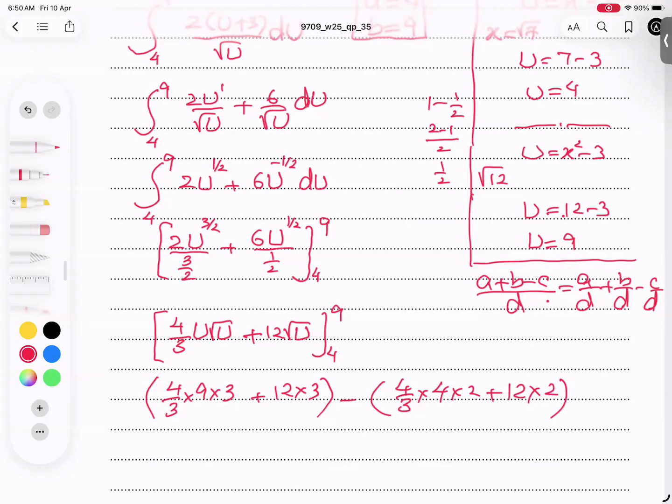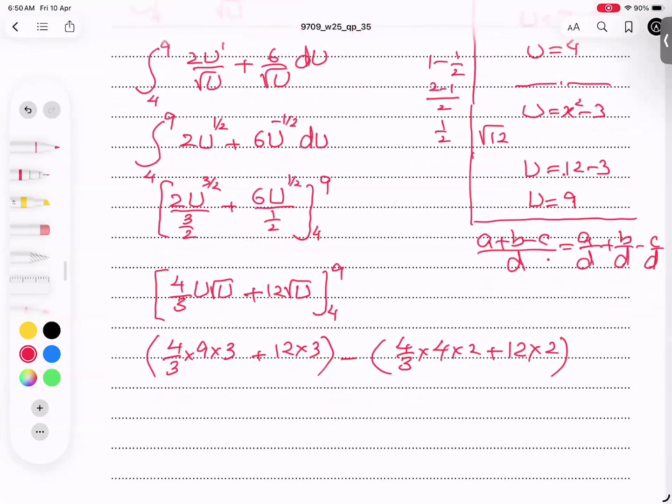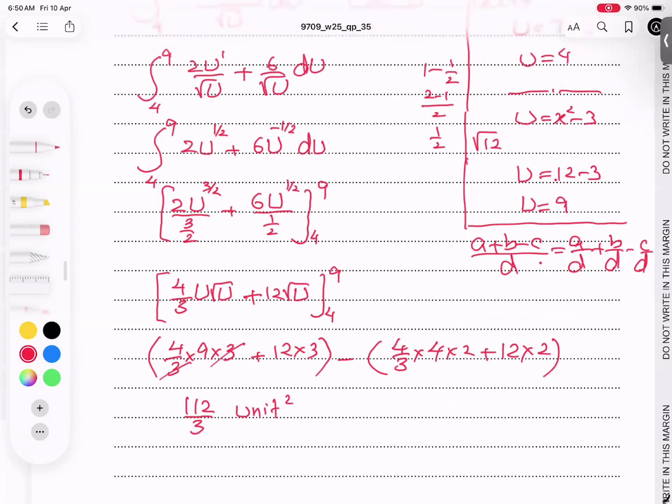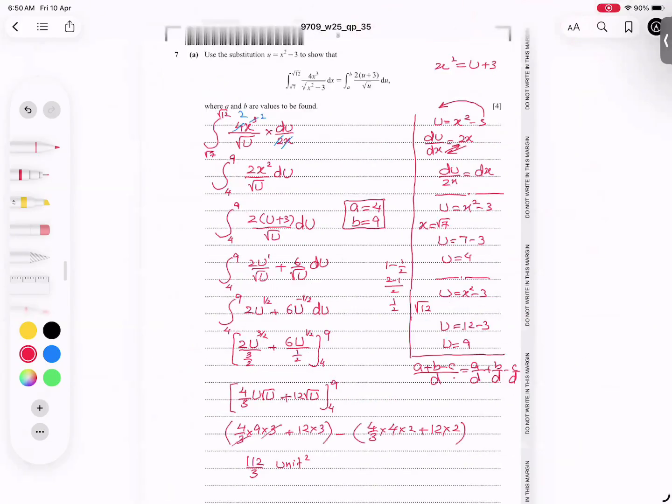And now we are ready to simplify. If we check it in the calculator, the 3 cancels, and it comes to 112 over 3 units squared, because it always gives us area. I hope the concept of the question is completely clear.